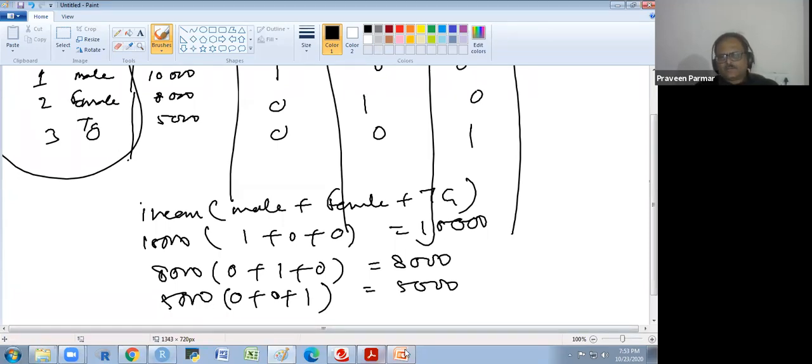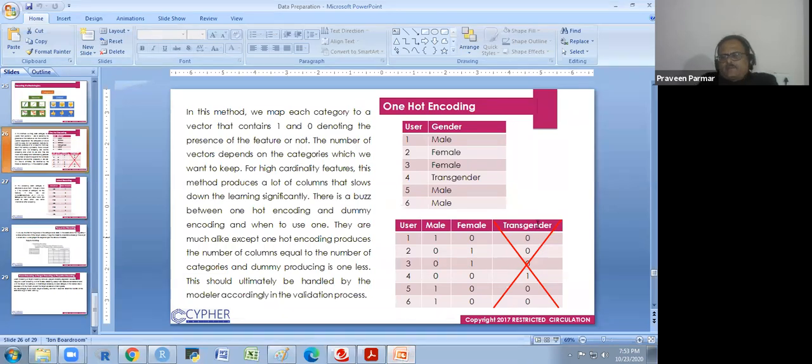So we are doing this. But we have 3 categories: male, female, and transgender. And for dummy variables, we take a maximum of n minus 1, where n is the number of categories. So we have 3 categories, so we could consider only 2 dummy variables. Understand?